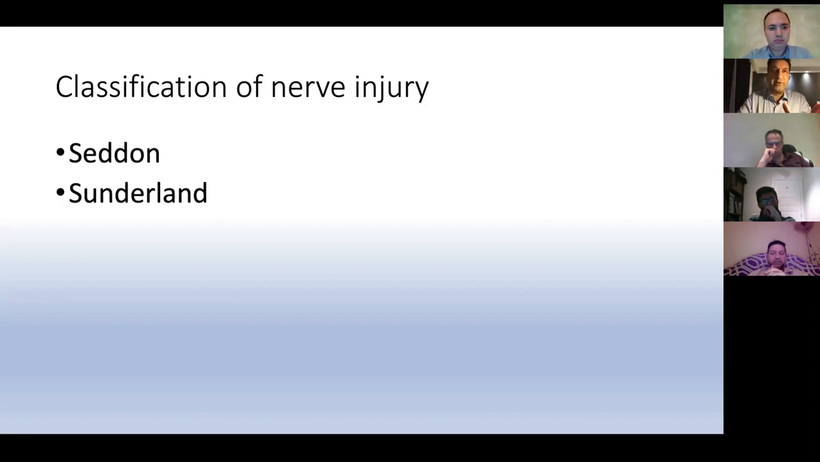A 2 meant that the endoneurium had gone, but the basal lamina was intact. A 3 meant that the endoneurium and basal lamina had gone, but the perineurium was intact. A 4 meant that the endoneurium, basal lamina, and perineurium have gone, but the epineurium is intact. And 5 means everything's gone.